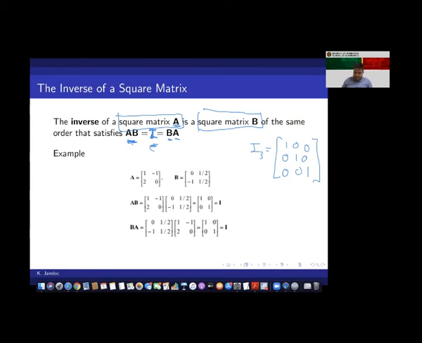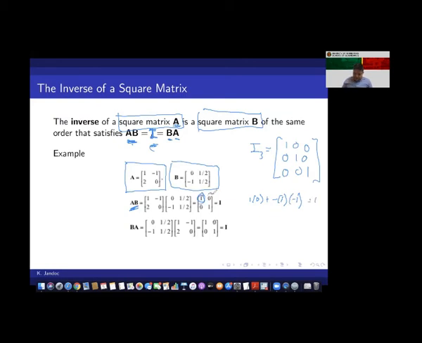For example, we have matrix A over here and matrix B over here. When I multiply AB, how do you get this entry over here? It's just the inner product of the first row and the first column. That inner product is 1 times 0 plus negative 1 times negative 1. So this is just 1. This is this entry over here.